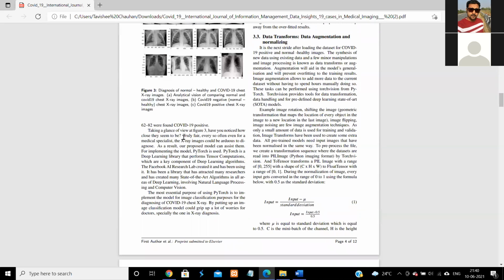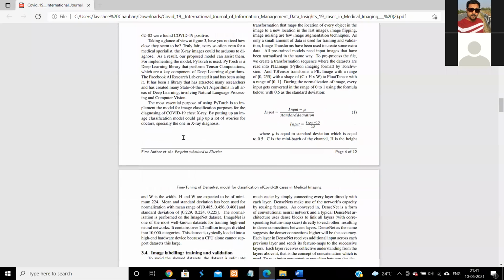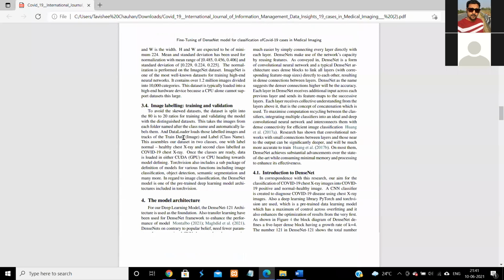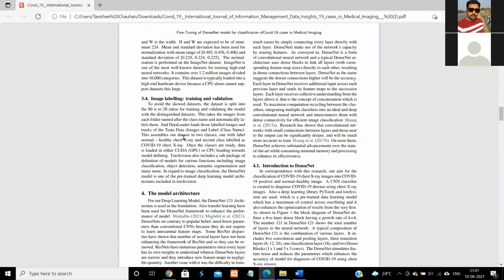Next, it talks about data transforms, that is data augmentation and normalizing. This is a technique to increase the number of images, as we had a small dataset. Data augmentation lets us increase the number of images, so we used that technique. After that comes image labeling, that is training and validation.